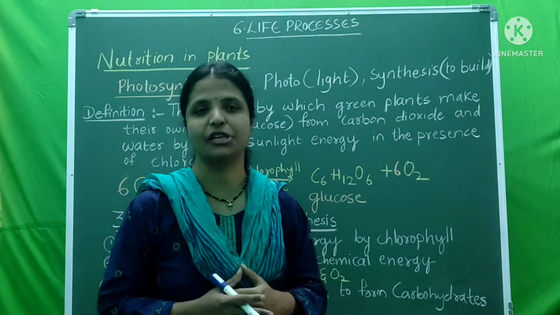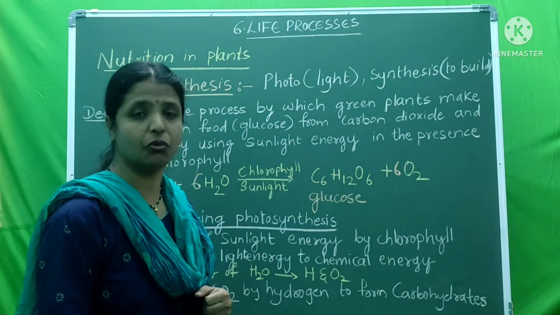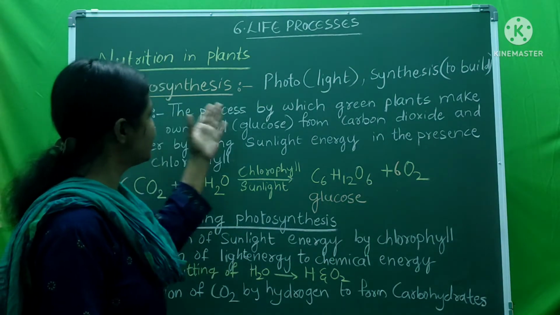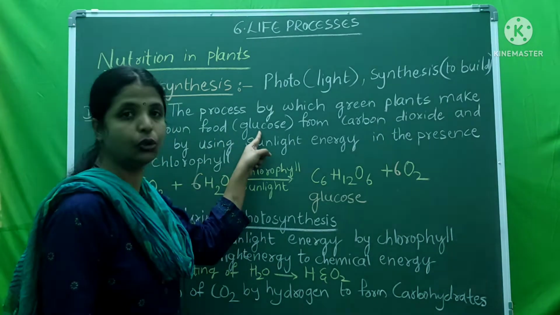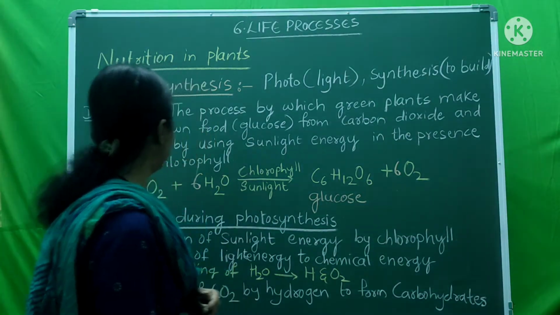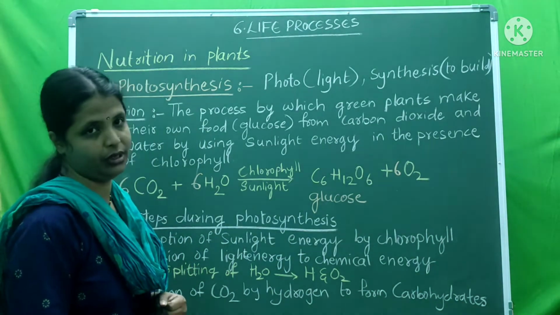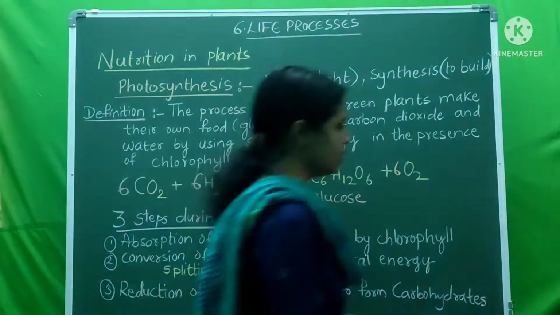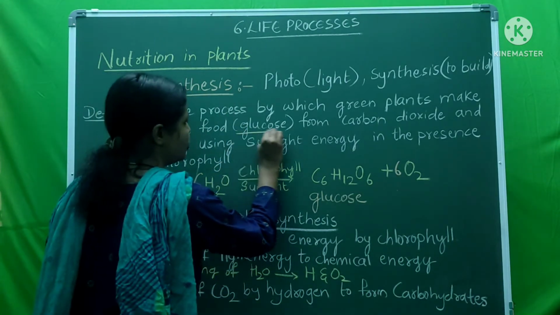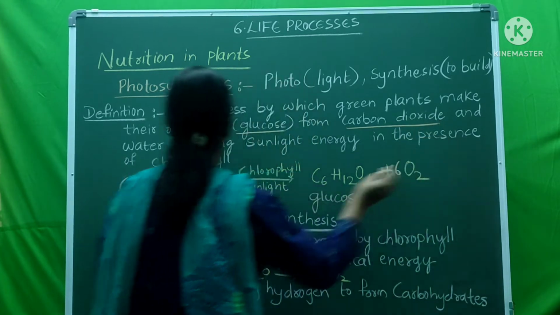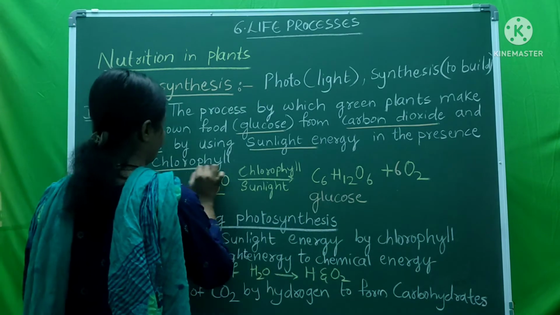Let us see the actual definition of photosynthesis. Here I have written the definition. What do you mean by photosynthesis? The process by which green plants make their own food, that is, glucose from carbon dioxide and water by using sunlight energy in the presence of chlorophyll. I am going to mark the important words in the definition: glucose, carbon dioxide, water, sunlight and chlorophyll.